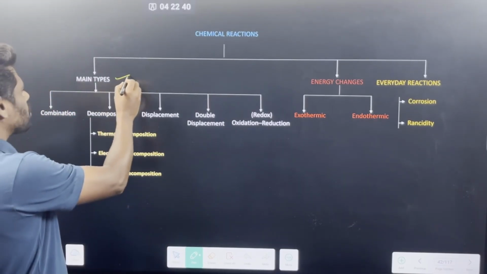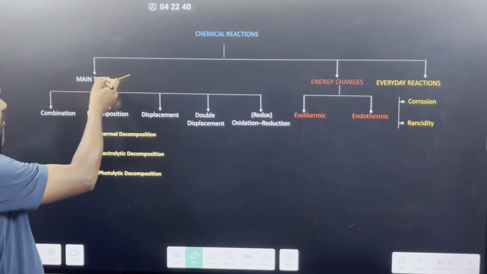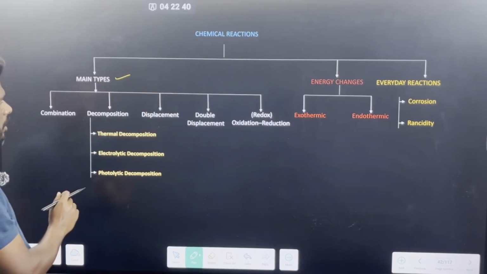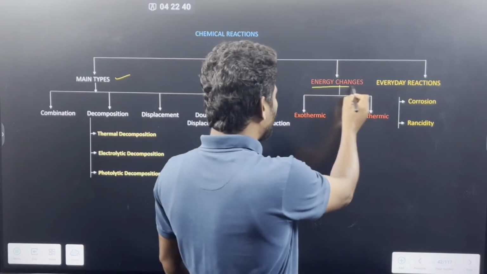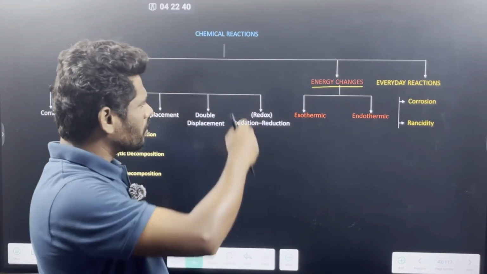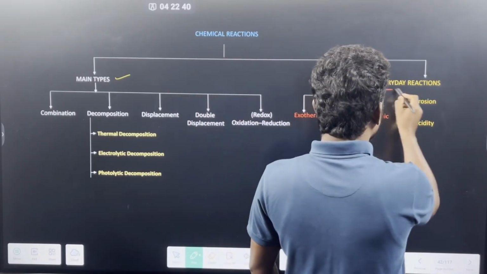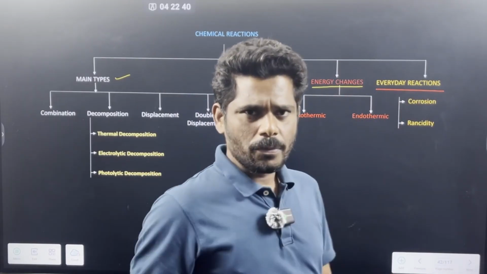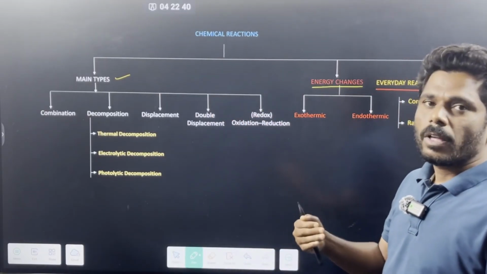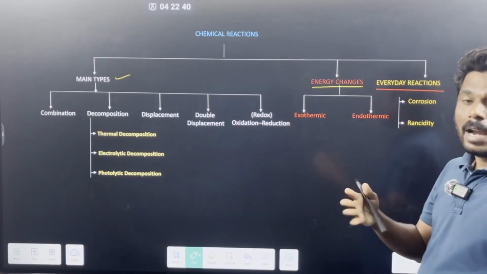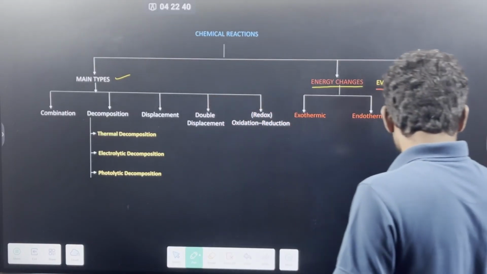See, the main types of chemical reactions. Look here. The chemical reactions are classified into different types; we say them as main types. There is another classification based on the energy changes: chemical reactions are exothermic and endothermic type. Of course, we even have reactions in our day-to-day life like corrosion and rancidity, which will affect our life if we don't understand and analyze them. So first of all, let us go with these main types of chemical reactions, which are very important.